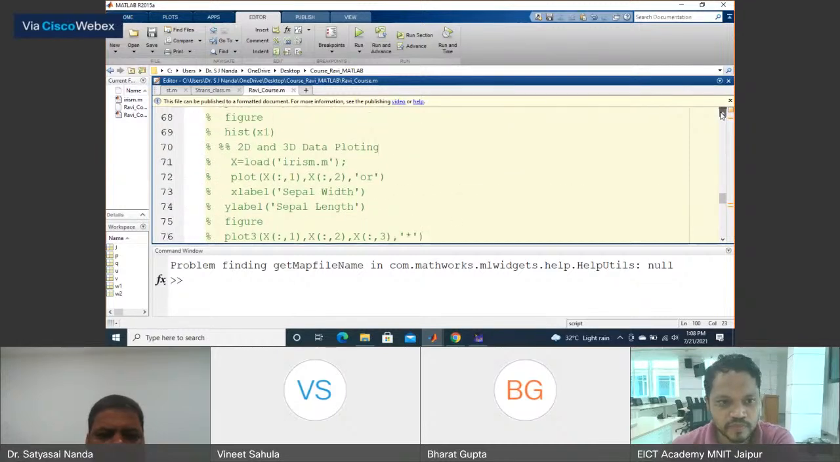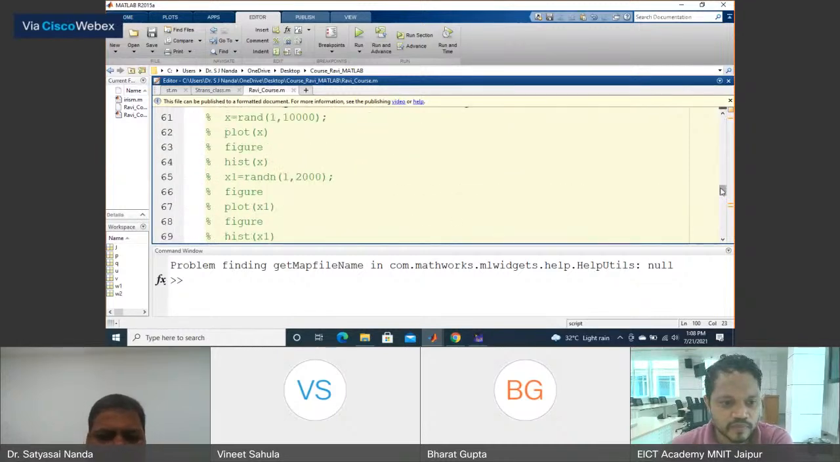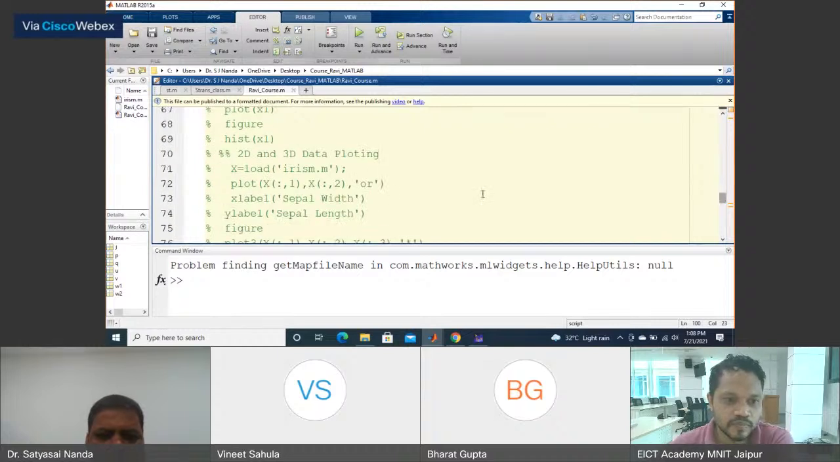Load the iris data like over here. Load iris.m. Similarly, they can load the corresponding file and then access their individual columns also, and they can use them for plotting.